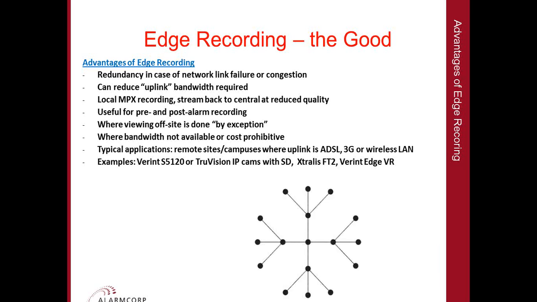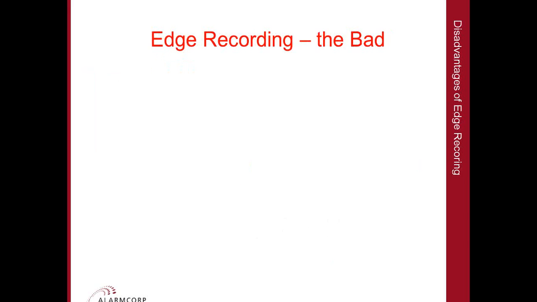So just to illustrate the point, if you have field devices and the network link is severed, you can still record locally even though the streams cannot make it back to the central location. So this is where this concept of redundancy comes in. Okay. We've talked about the advantages of edge recording. Now let's talk about the disadvantages.